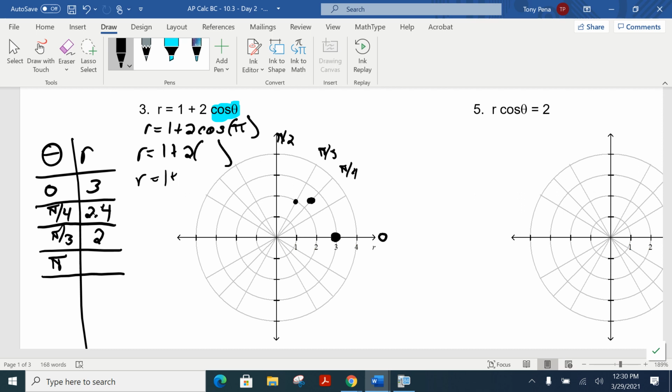Oh yeah, good call there. Thank you, Brian. So cosine of pi over 2, the pi over 2 is going to finish off our first quadrant. And then that is 0. So this is just 1 plus a 0. So at pi over 2, we don't go anywhere.